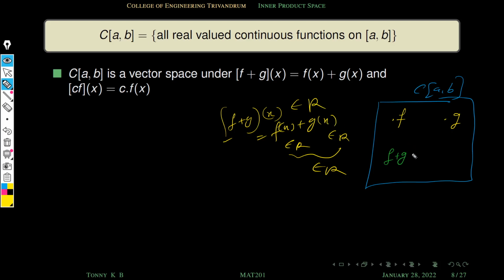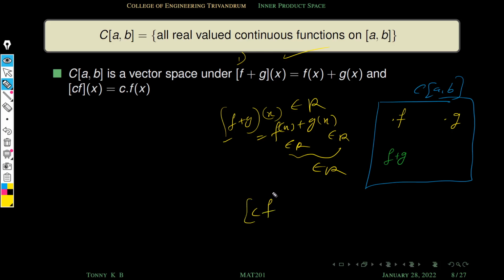So it is clear that f plus g also belongs to the same class. So this addition is closed. So the first property is satisfied. And similarly we have to define our scalar multiplication. The scalar multiplication means we choose an arbitrary function f from C[a, b] and c is a scalar. Then what is cf? Again, cf is a function.